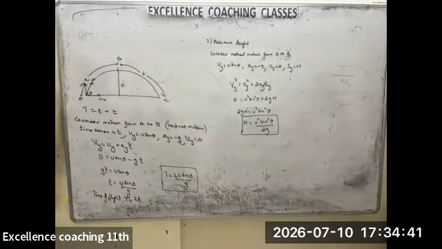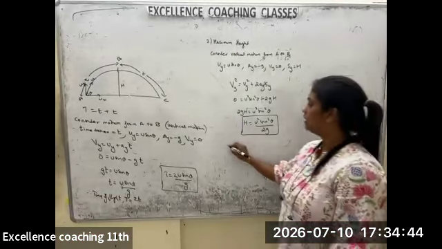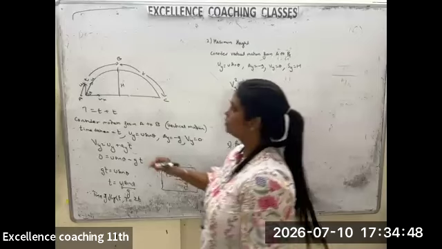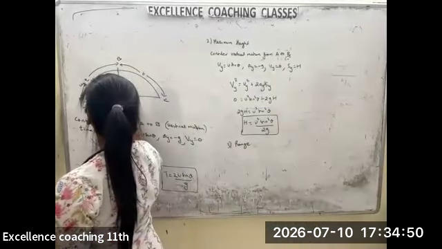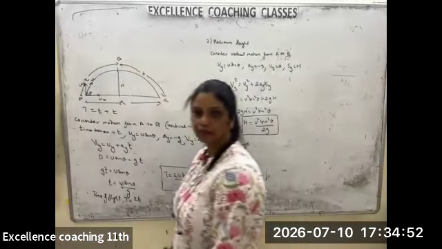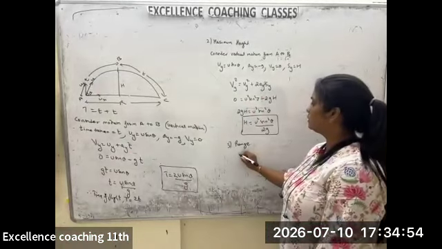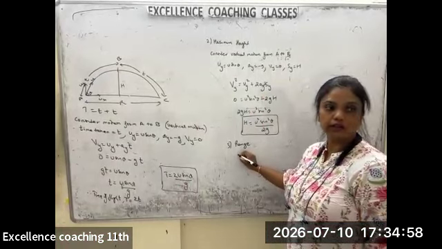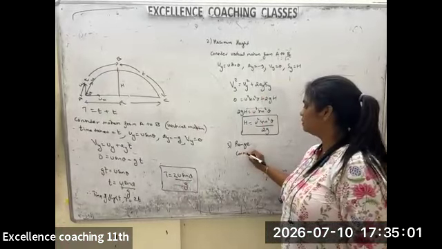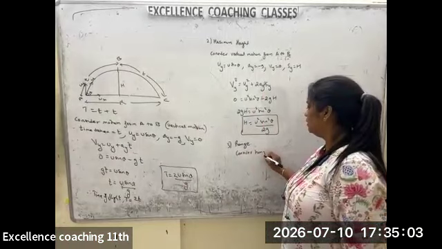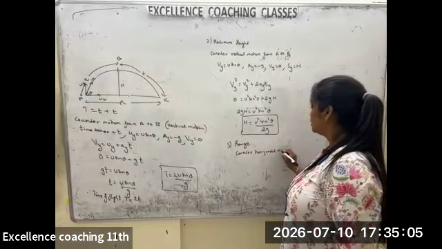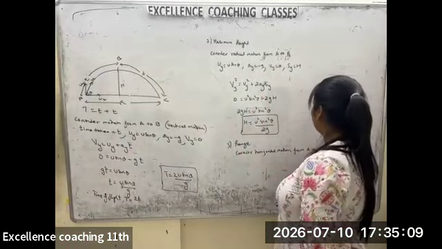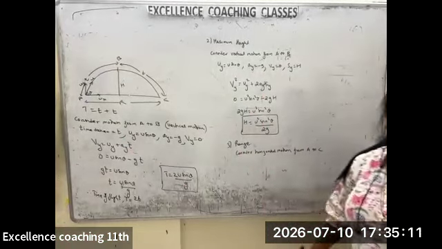Okay. Can we start with the last one? Last one is range. So this distance from here to here, R. So what do I have to consider? Can you tell me which motion will I consider? Vertical or horizontal? Consider horizontal motion from A to C. From A to C.